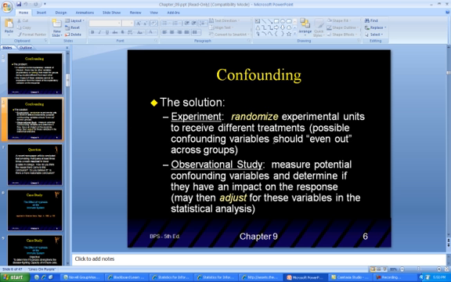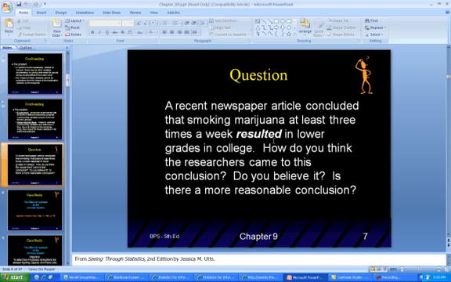That's why I don't recommend you doing an experiment for your final research. So here are some ways to find the solution to this problem. And again, here's a question. A recent newspaper article included that smoking marijuana at least 3 times a week resulted in lower grades in college. How do you think the researchers came to this conclusion? Do you believe it? Is there a more reasonable conclusion?